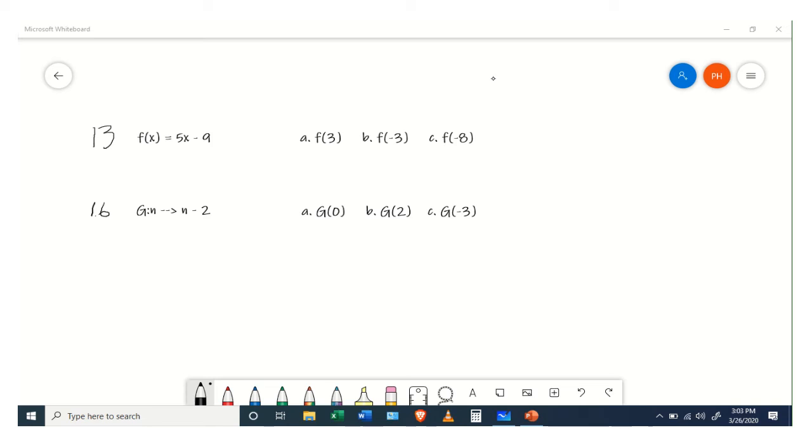All right, so first of all, let's start with our first option here, f of 3, okay? So we go back over to the function, and we see that x is right here. That's where the input's going to go. So 5 times 3 is 15. 15 minus 9 is going to be 6. So f of 3 would equal 6.